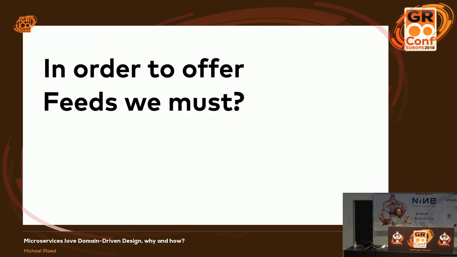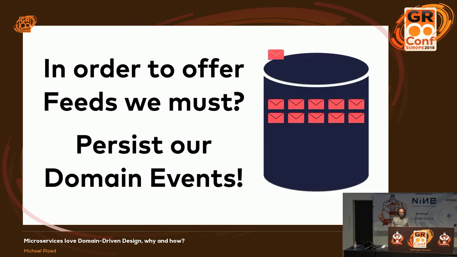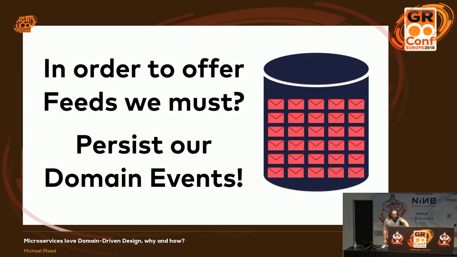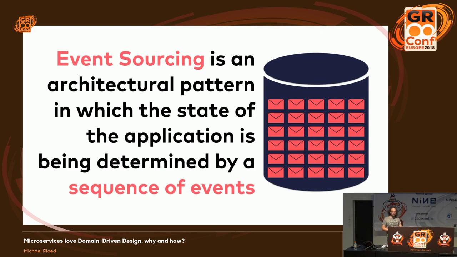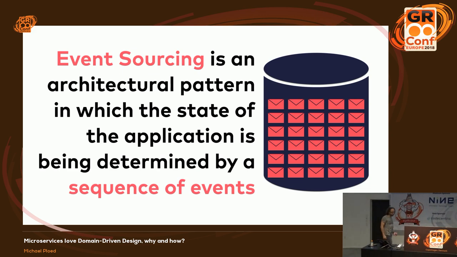But in order to offer those feeds, we have to persist our domain events. And this is where a thing called event sourcing comes into play. Basically, event sourcing is an architectural pattern where we just store away our events, mostly in an append fashion. New event, new event, new event, and we save them to a database or something. So you can, for instance, use a relational data store as an event store. You can use Cassandra for that. Some folks use Kafka for that. Confluent is also publishing a couple of blogs where they say Kafka is a good idea for an event store. Others use a dedicated event store like the Axon event store, for instance.